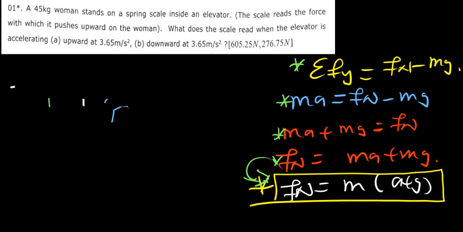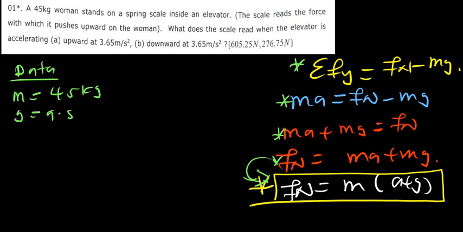So as you are looking for a calculator, let's come up with our data. For part A, what do we have? The data which we have been given: the mass is 45 kgs, and you always know that g is 9.8 meters per second squared. What acceleration do we have? The acceleration which we have is 3.65 meters per second squared. But remember, we are talking about part A, where we have been asked to find.